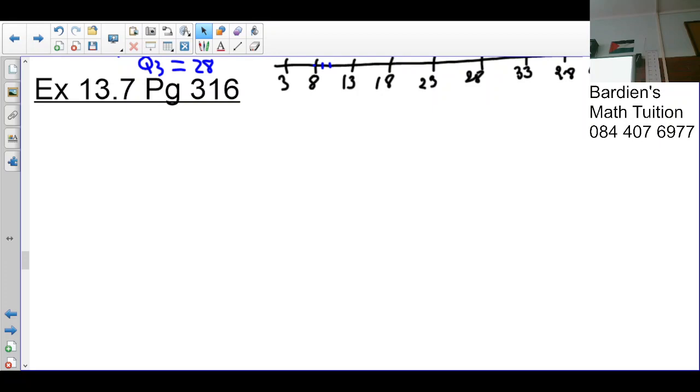So let's look at number 2. I'll give you a chance to do number 2, then I will answer the sums on the board, okay? I want you guys to answer number 2 quickly. Here the diagram is given. The box and whisker diagram is given.